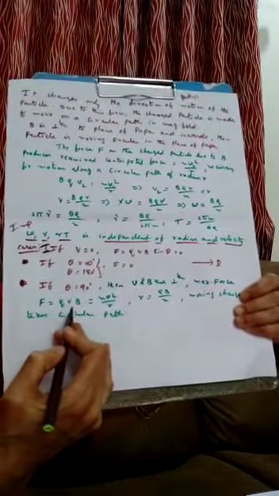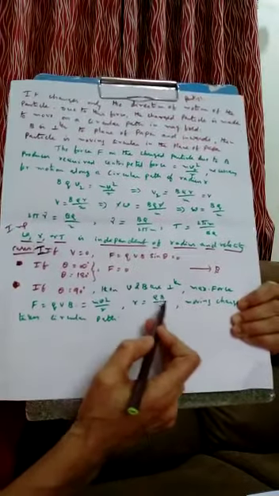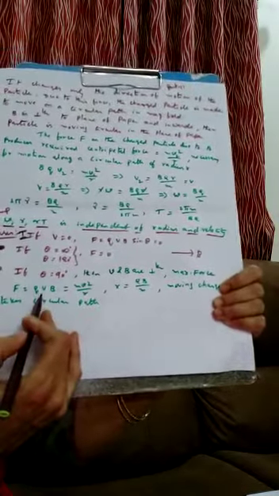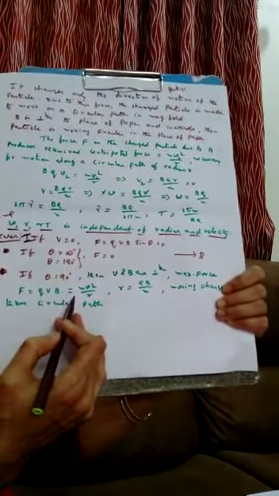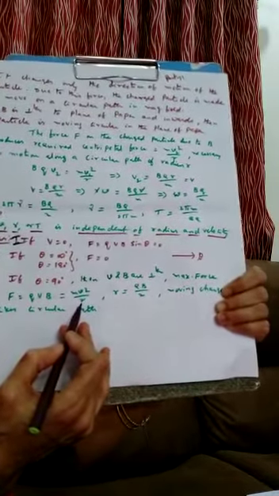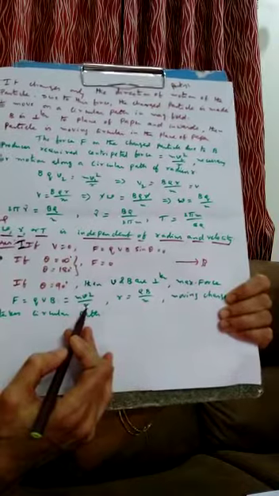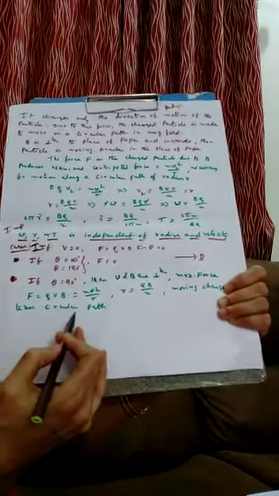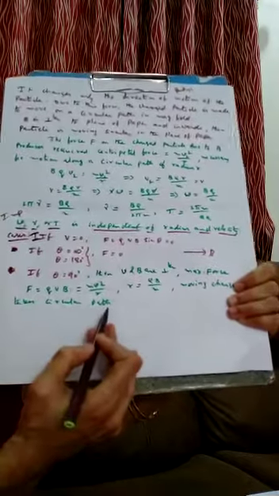F is equal to qvB sin theta. Theta is 90, sin 90 is 1. So F is equal to qvB. This is providing the necessary centripetal force for the charged particle to move along the circular path, mv² by r here. That is why it takes the circular path.